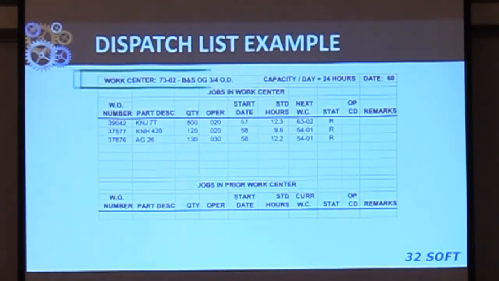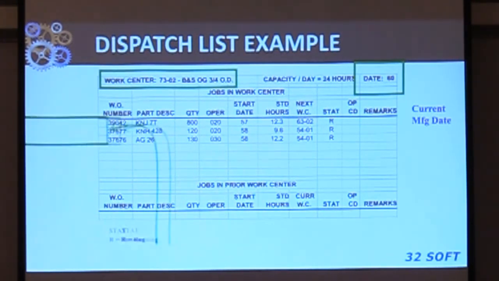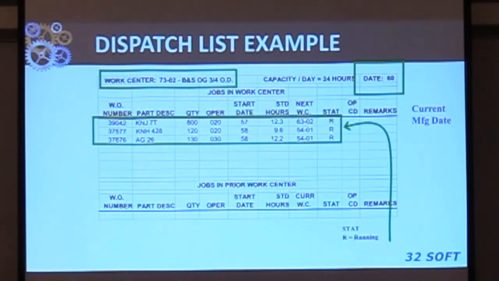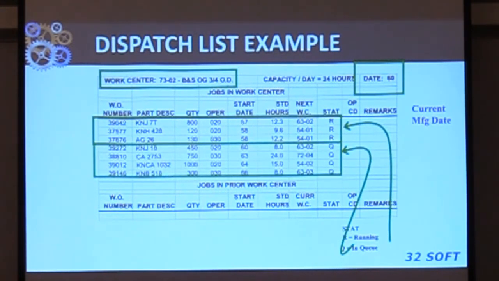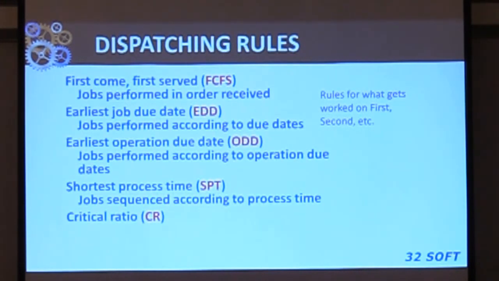So the dispatch list basically is the center and the date that you're at. It lists the released work orders that you've got in the system and what is in queue, waiting to be worked on, and then jobs at prior work order or work centers waiting to come into this work center. So you can see if I finish this, the work order that's at this previous work center that Frank is working on is going to be here tomorrow, so you do a much better job of scheduling.